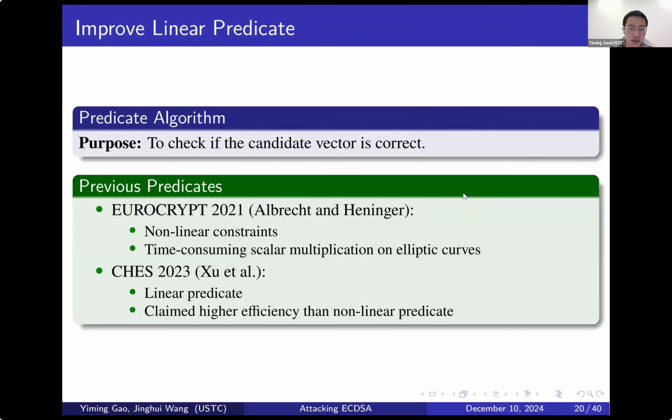Next, I will talk about the predicate algorithms. The predicate algorithm is to check if the candidate vector is correct. At Asiacrypt 2021, Albrecht and Heninger used nonlinear constraints. Specifically, their predicate checks if the hidden number is the secret key in ECDSA, which involves time-consuming scalar multiplication on elliptic curves. In CHES 2023, Xu proposed a linear predicate algorithm and claimed higher efficiency than the non-linear one.